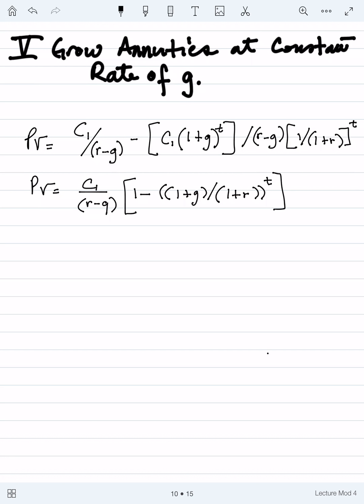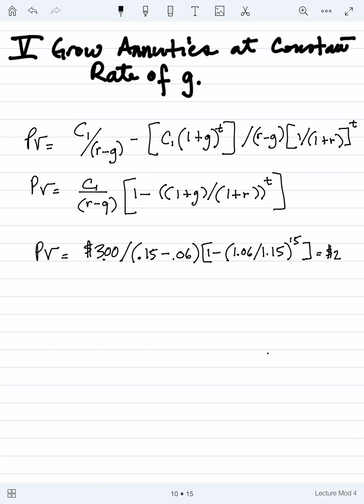So say the present value is $3. We're going to divide that by 15%, that's the discount rate, minus 0.06, the growth rate. And that's times 1 minus 1.06 over 1.15. Now we're going 15 years. Let's double check your calculation there. This is a tricky one.